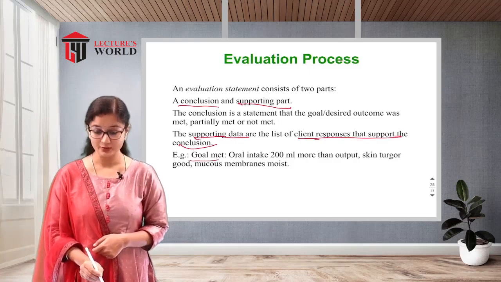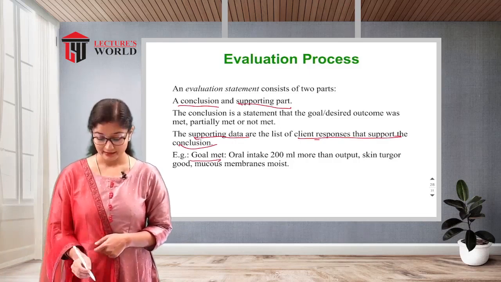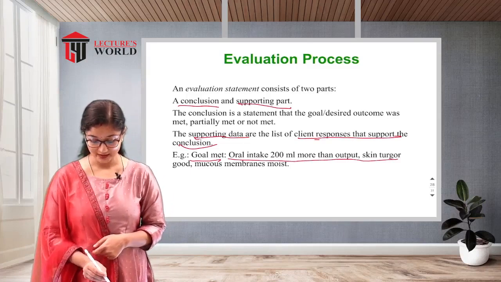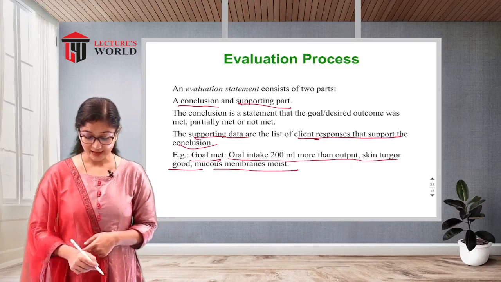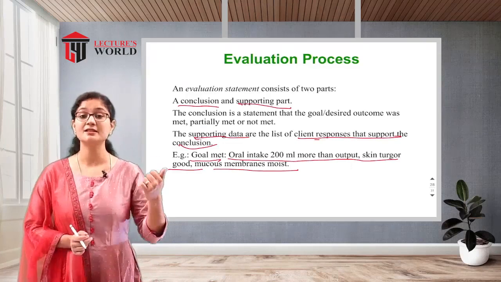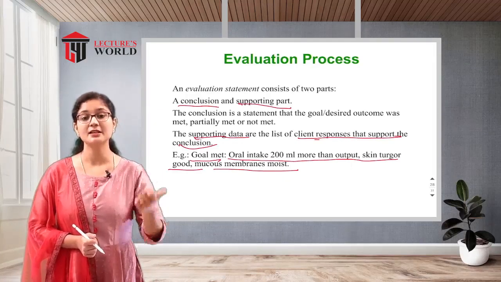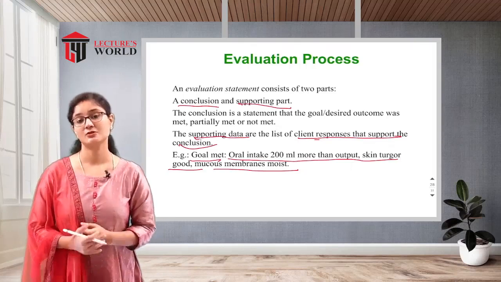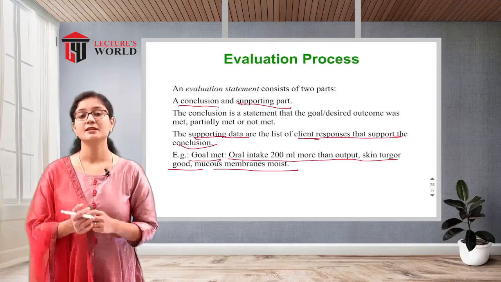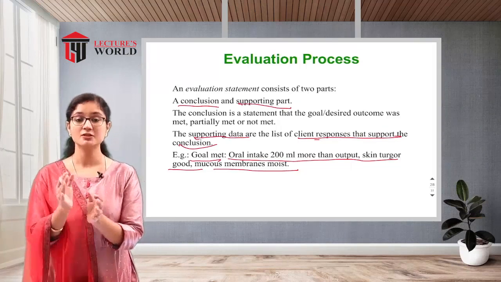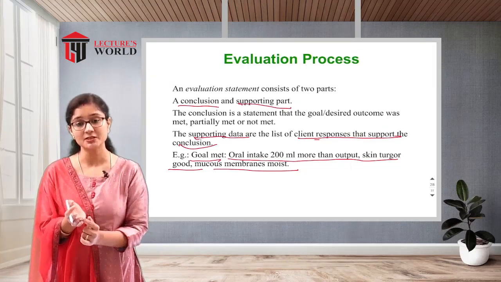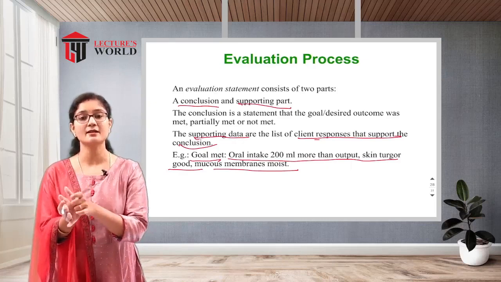I have written goal met. How did I say the goal was met? The oral intake is 200 ml more than output, skin turgor good, mucous membrane moist. These are the different things I must have written in the desired outcome. If I am able to achieve the same thing, I will write it down in my evaluation also. Are you understanding? Whenever you are writing evaluation, you have to write goal met, partially met, or not met. So if you are writing partially met, then supporting data has to be there.